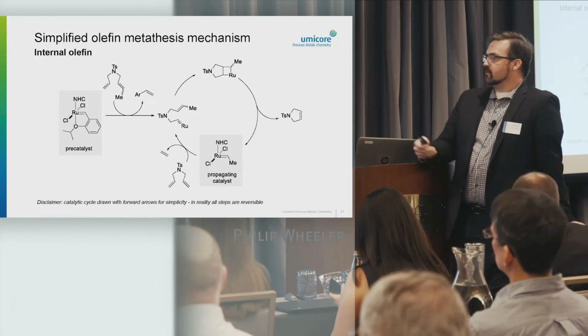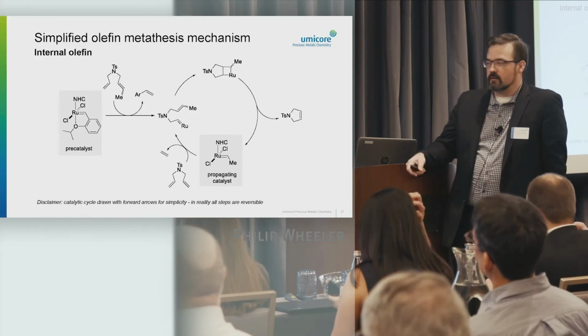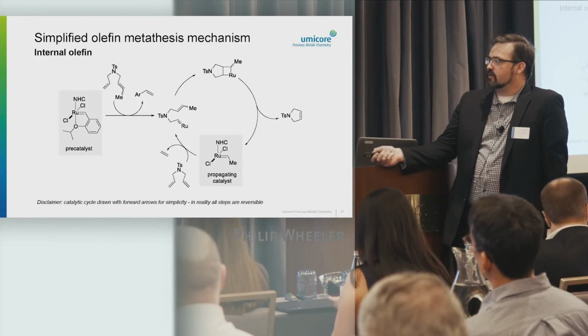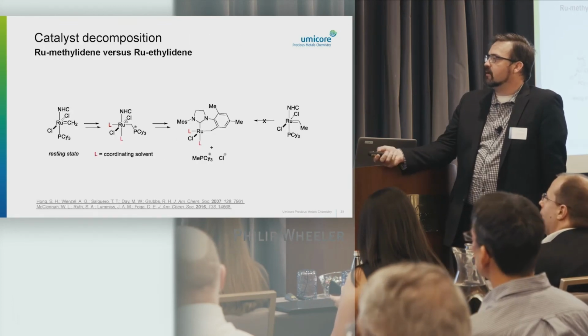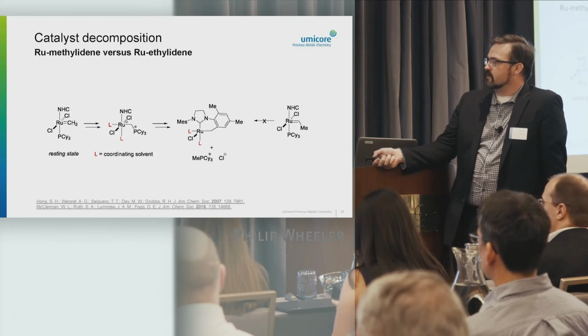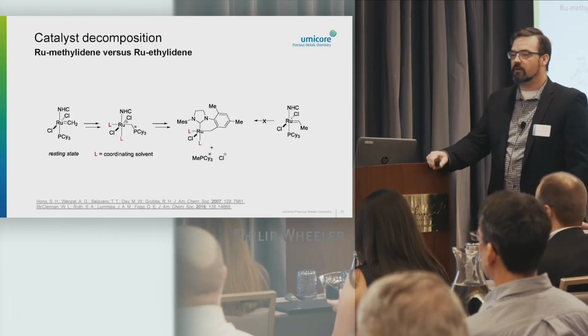And this is because you've changed your propagating catalyst from the methylidene to the ethylidene. And so now by just simply adding a methyl group here, you're shielding that ruthenium center from attack by nucleophiles, which is one of the primary mechanisms for catalyst decomposition. For instance, this is work that was originally done in the Grubbs group, but also Deryn Fogg has followed with some really nice studies on these decomposition pathways as well.